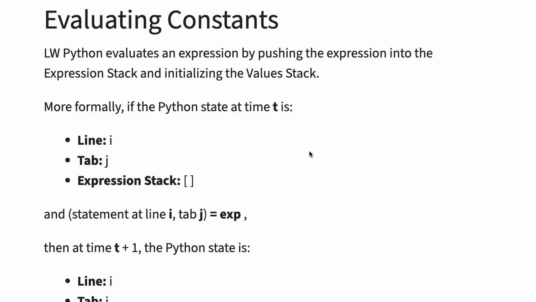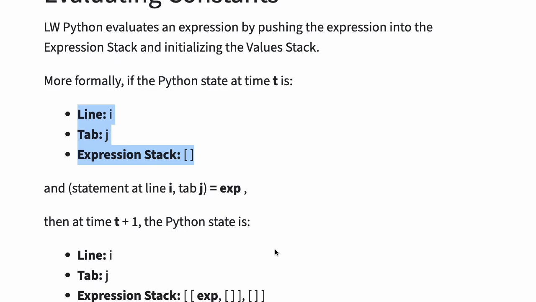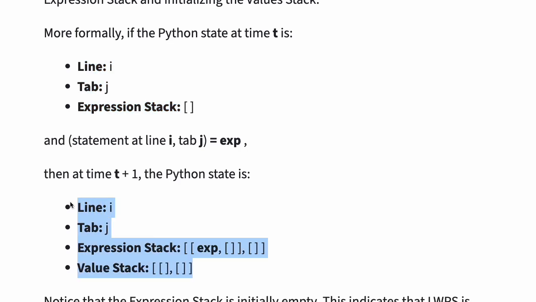LWPython evaluates an expression by pushing the expression into the expression stack and initializing the value stack. More formally, if the Python state at time t is as follows, and the statement at line i and tab j is equal to exp, then at time t plus 1, the Python state is as follows. Line is still i, tab is still j. We push the exp into the expression stack and initialize the value stack.